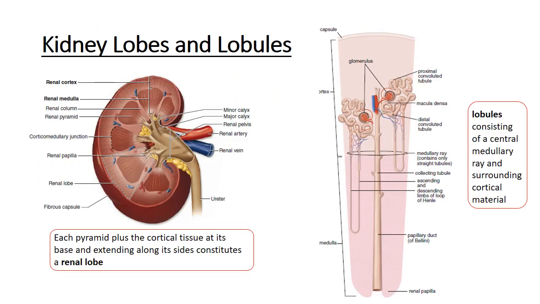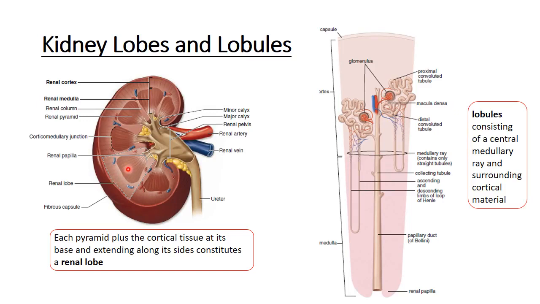Further to its division into cortex and medulla, the kidney is also divided into lobes and lobules. As we can see here, this is the cortex, the outer part of the kidney, and this is the medulla, the inner part of the kidney. However, each renal pyramid plus the cortical tissue at its base and surrounding its sides is considered a single renal lobe. And each lobe will be further subdivided into lobules. The lobules consist of a central medullary ray and the surrounding cortical material that is composed of different parts of the nephron. Here, this is a single medullary ray. This extension, a single medullary ray with the cortical tissue surrounding it, is considered a renal lobule.